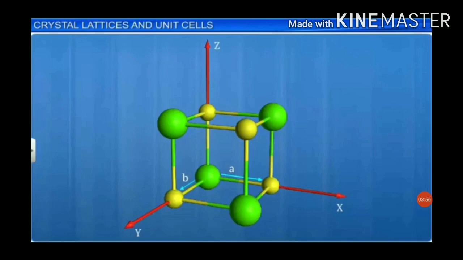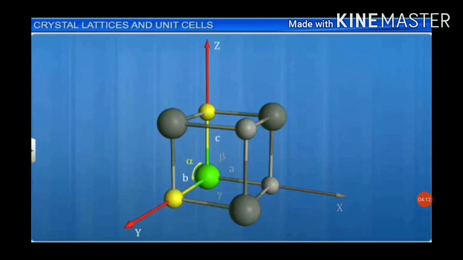A unit cell is characterized by 6 parameters: 3 edges a, b and c, and 3 angles between these edges, alpha, beta and gamma. Alpha is between the edges b and c, beta is between the edges c and a, and gamma is between the edges b and a.